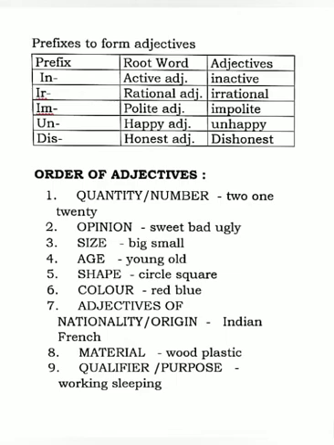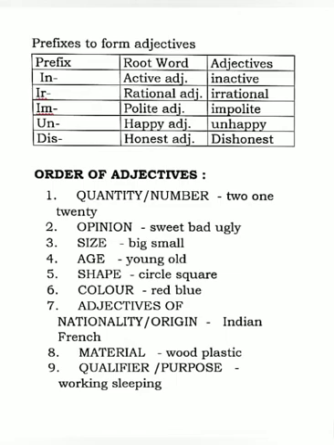Then come to the next prefix, ir. The root word is rational, an adjective, and its adjective form will be irrational. Then come to the next one, im. The root word is polite, an adjective, and impolite is the adjective form. Unhappy, we all know, is an adjective. Dis plus honest, dishonest. Honest is the root word and its adjective form is dishonest. I hope this much is clear.